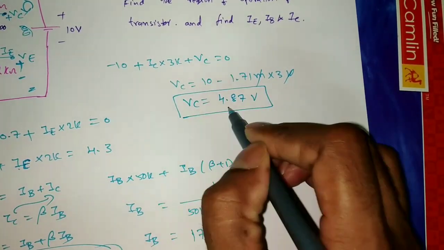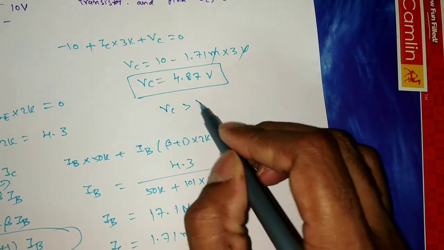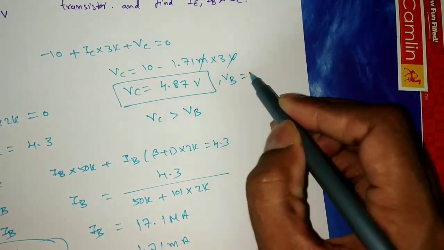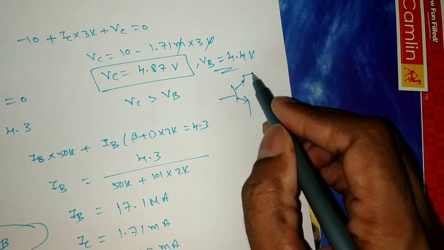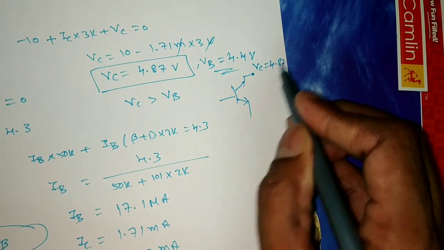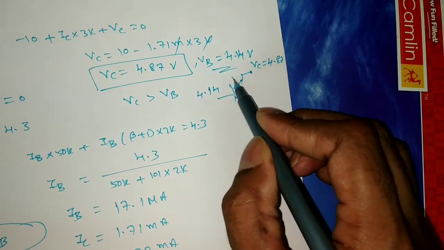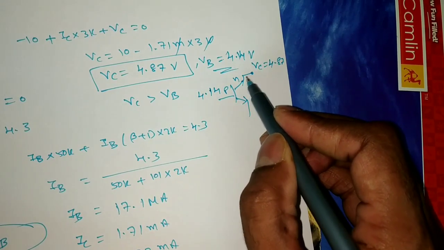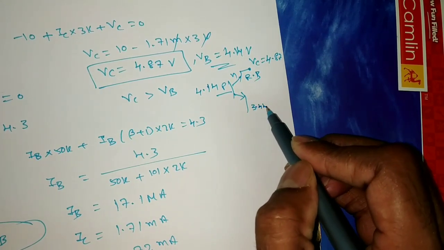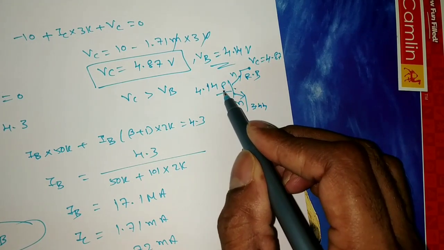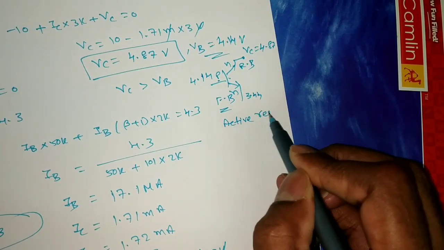See, VC we got 4.87 and VB 4.14. So VC is greater than VB. Because it is an NPN transistor, this is VC 4.87, this is 4.14. Now see, this is N, this is P. So N side has more voltage, so reverse bias. Here VE we got 3.44, so PN, the P side has more voltage, so forward bias. So which region? Active region. So whatever we assumed is correct.